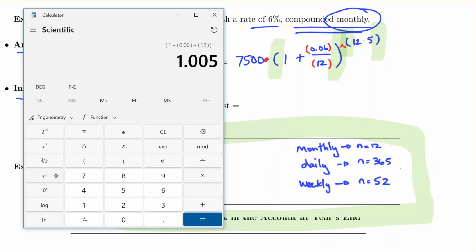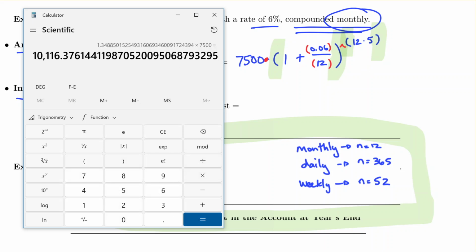So I'm going to do exponent, parentheses to make sure the whole exponent stays together, 12 times 5, close parentheses. That's what this whole portion is, and now I multiply that by 7,500. And that will be 10,116 point, rounding to 2 decimal places because it's money. The value after is 6, 5 or greater rounds up, less than 5 stays the same, so that'll be 0.38.